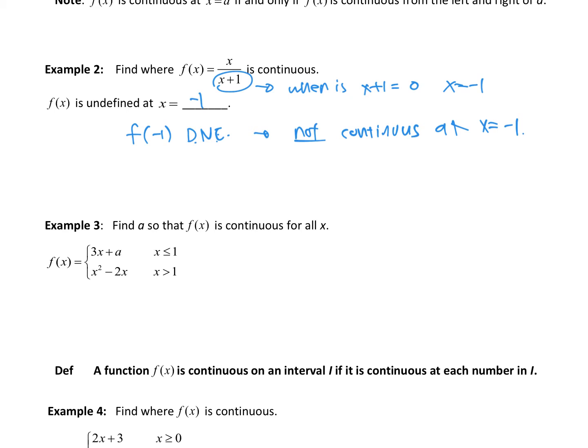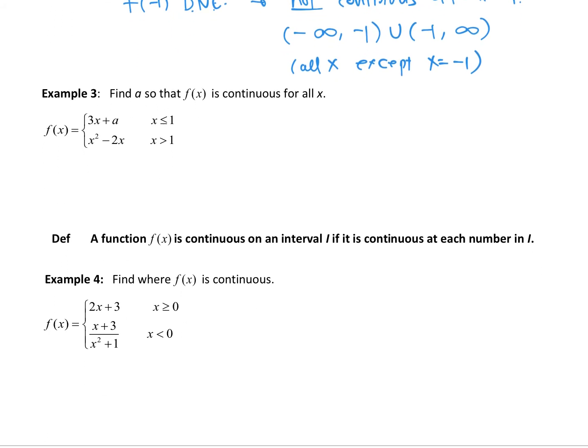So here, where is it continuous? Everywhere except x is equal to -1. So I guess I have to answer the question. It's continuous everywhere. So I can say -infinity to -1 union with -1 to infinity. So all x except x is equal to -1 is where f of x is continuous. Next, example 3 and example 4.